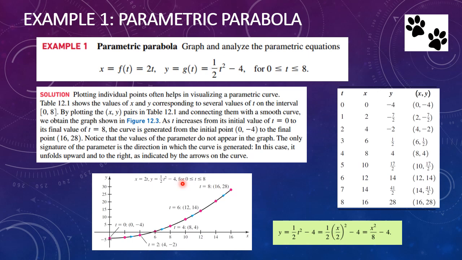Notice that the values of the parameter do not appear in the graph. The only signature of the parameter is the direction in which the curve is generated. In this case, it unfolds upward and to the right as indicated by the arrows.